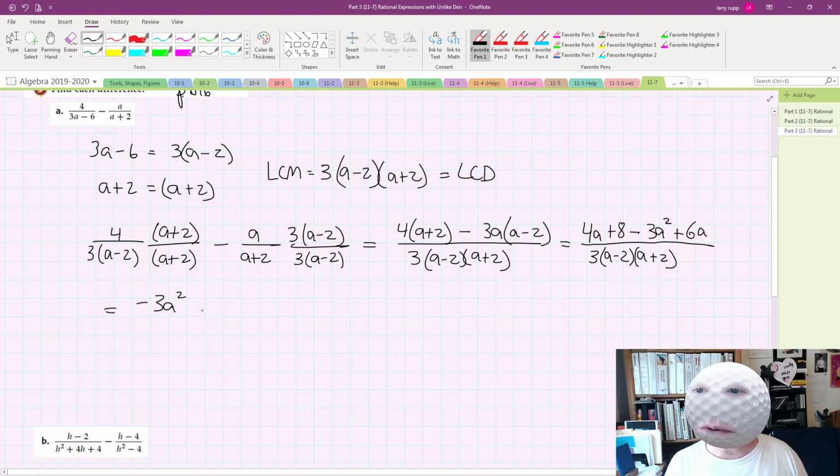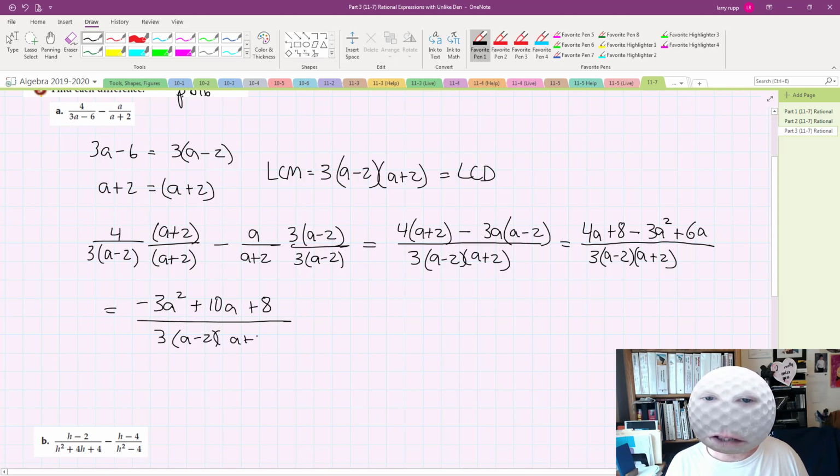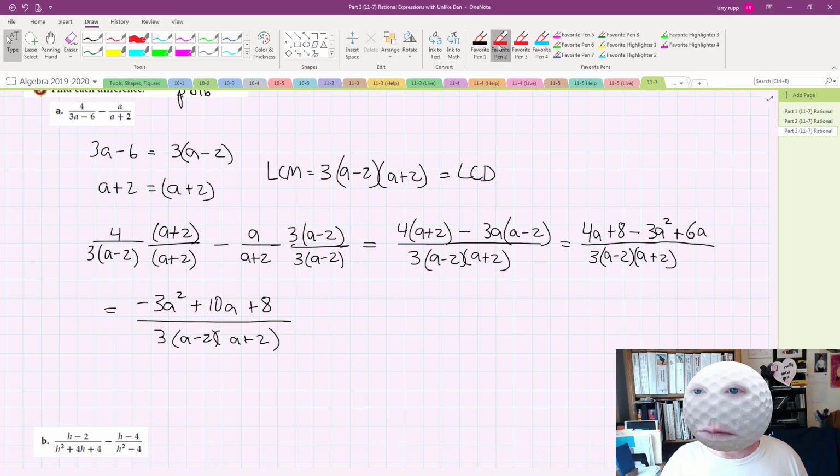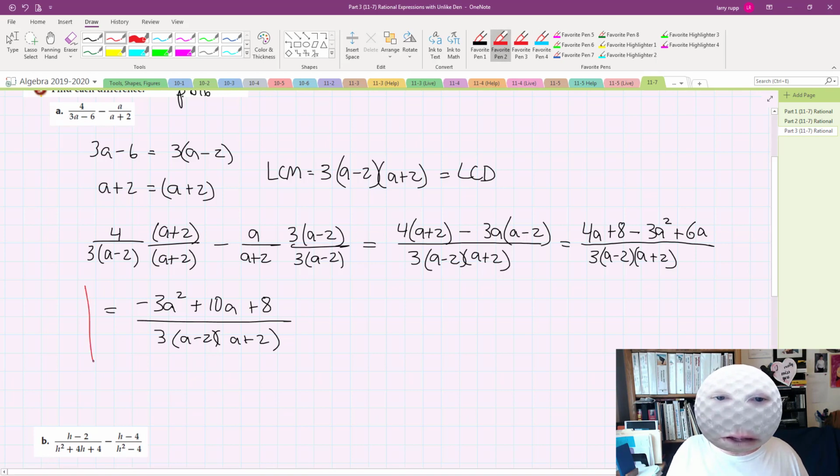So we have negative 3a squared. We have 4a plus 6a, which gives us plus 10a, and then plus 8, all over 3 times (a minus 2) times (a plus 2). Okay? And that, for our level of math, is the answer.